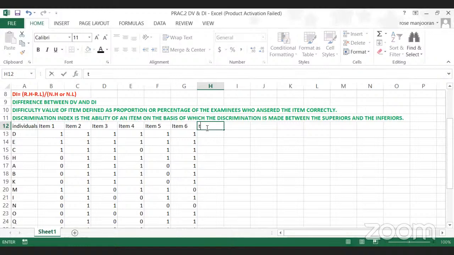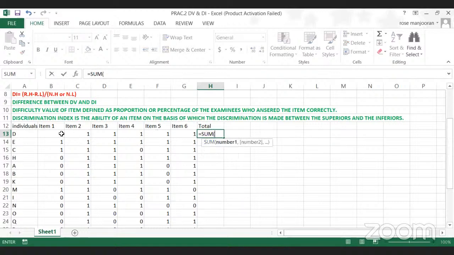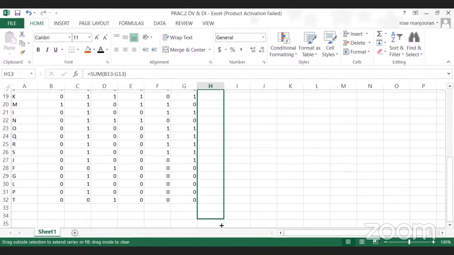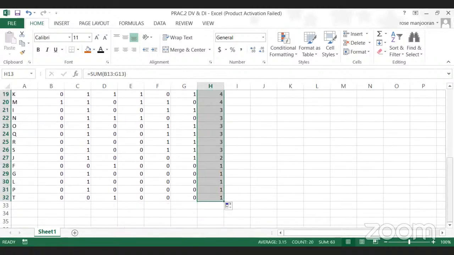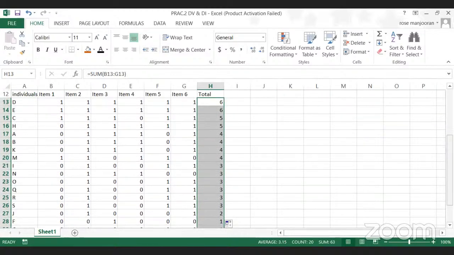So in order to start, first I'm typing total here. First we have to find the total. So I am typing sum, then from item 1 to item 6. So here we have the sum. Then we are dragging it down. So we have the total of each. Is it clear?